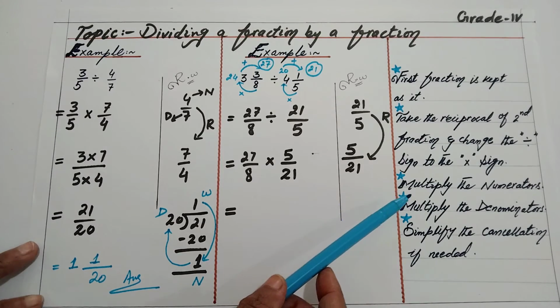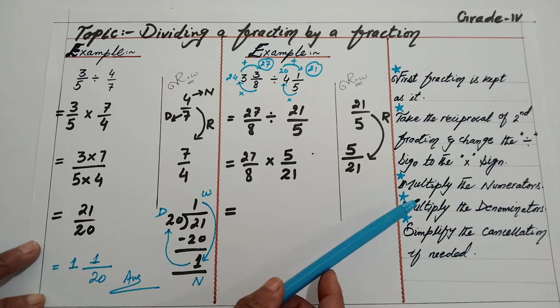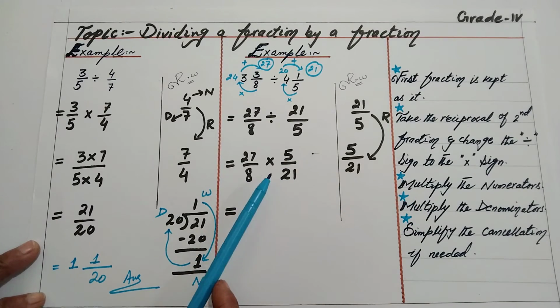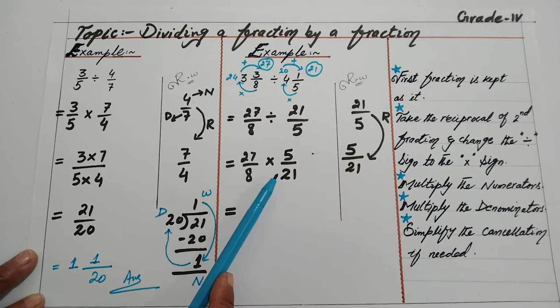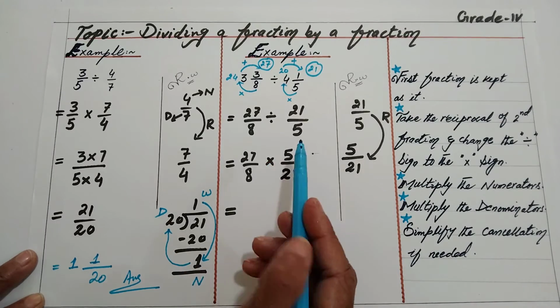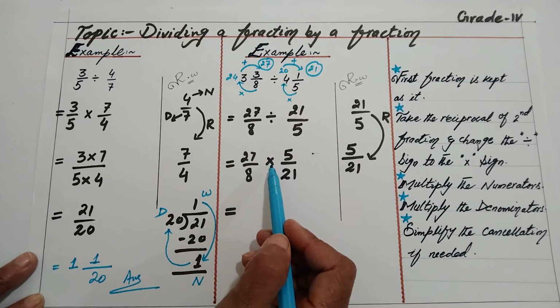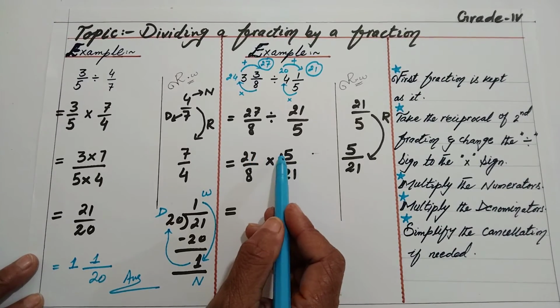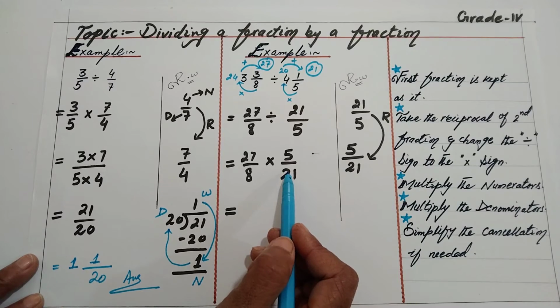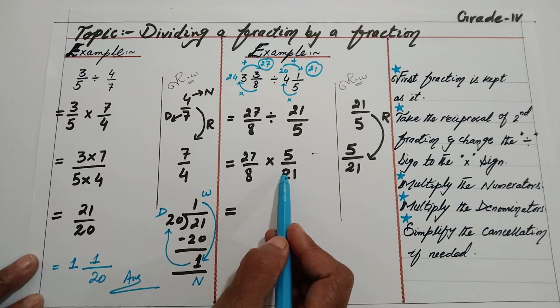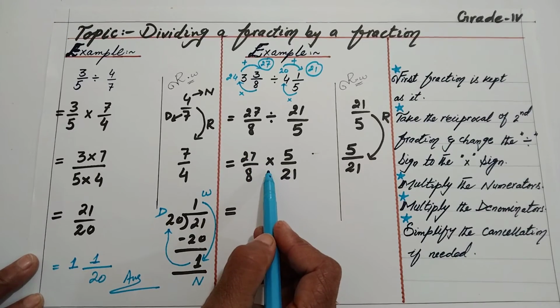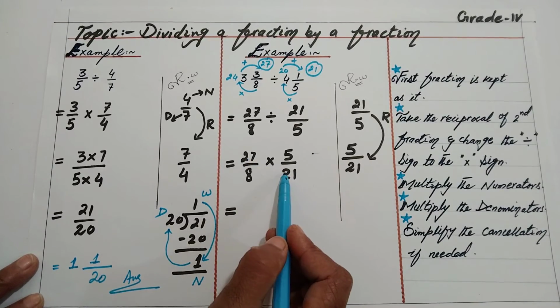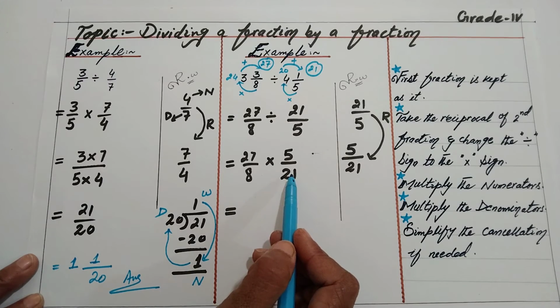Now after this step you have to check, is there any possibility of cancellation? You can multiply the numerator by numerator and denominator by denominator, but if your numbers are large, it will be difficult to multiply. So to make your multiplication easier, you can find the highest common factor. You can cancel out the numerators and denominators by the highest common factor to make the values easier for you.